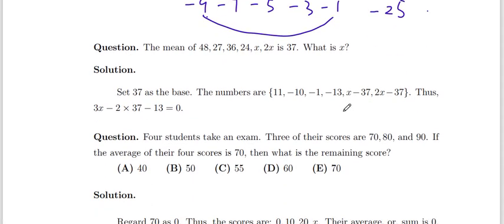Okay. So let's say we have those numbers. The mean of them is 37. So what is x? We can add them up, then divide by 6, equal to 37. So we can solve for this x.